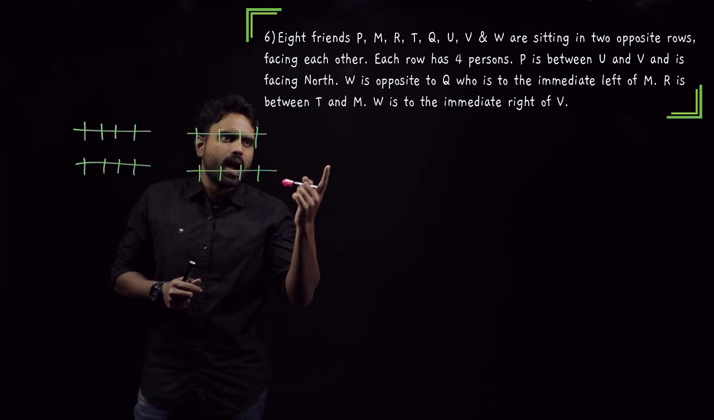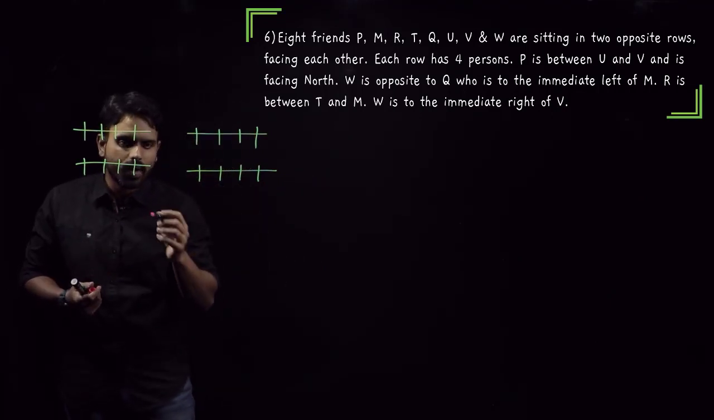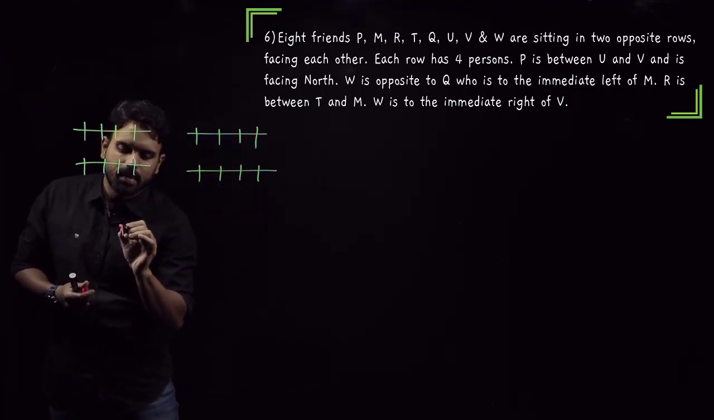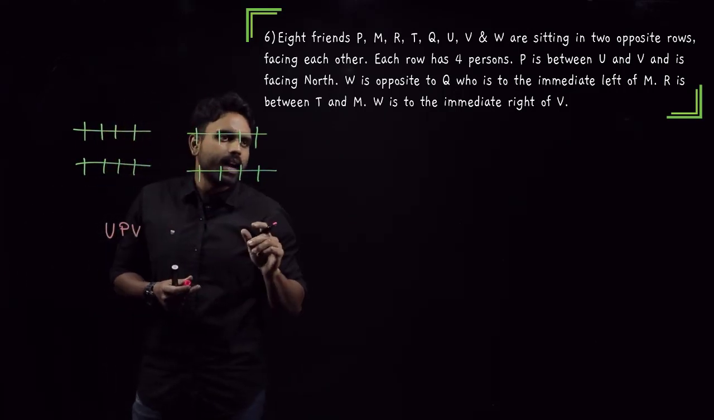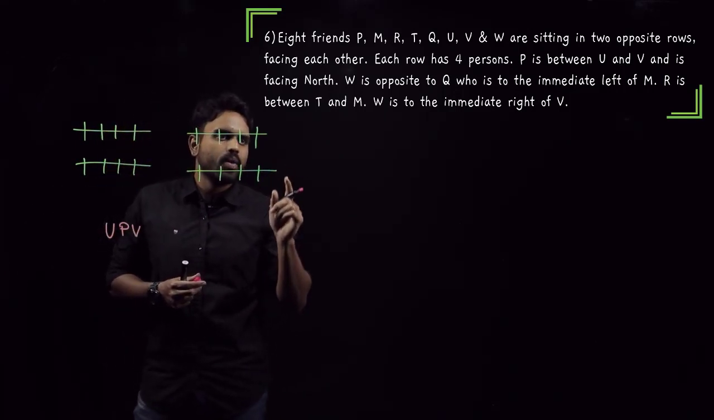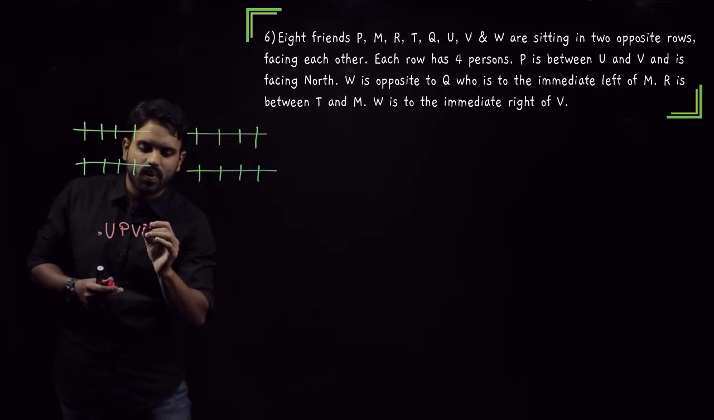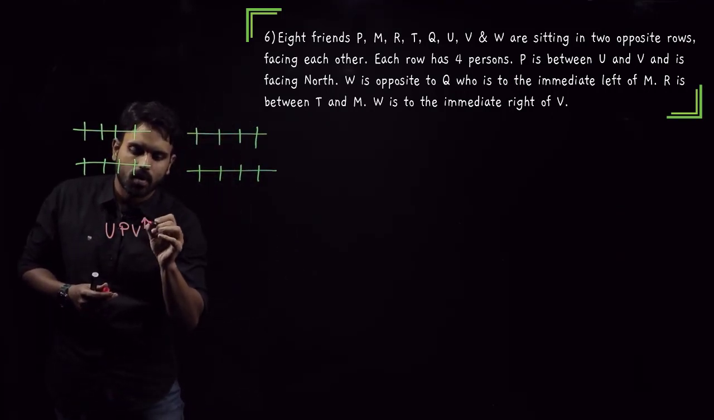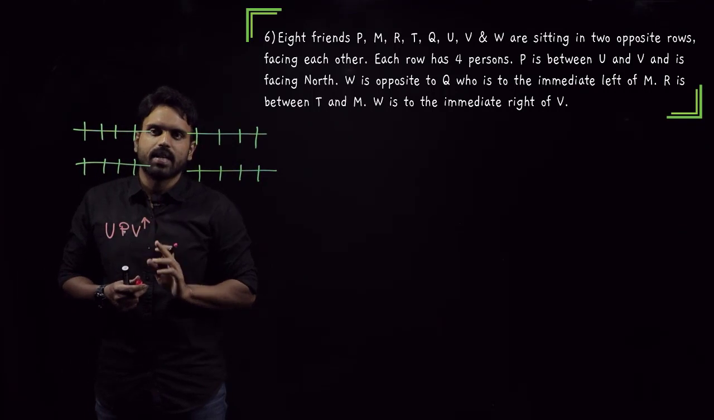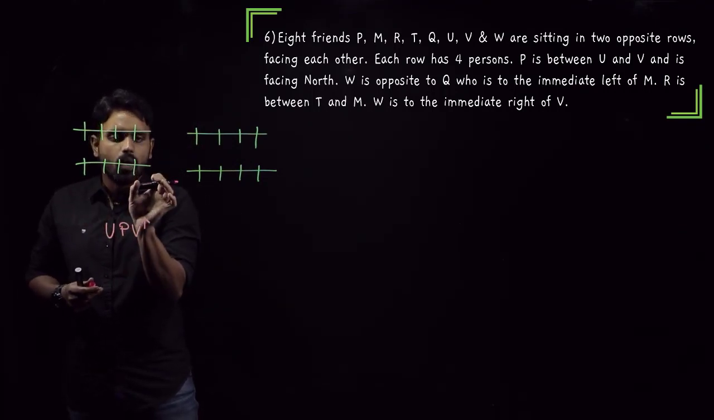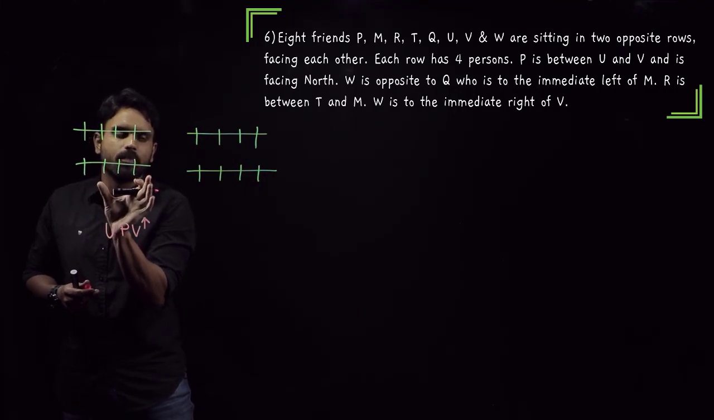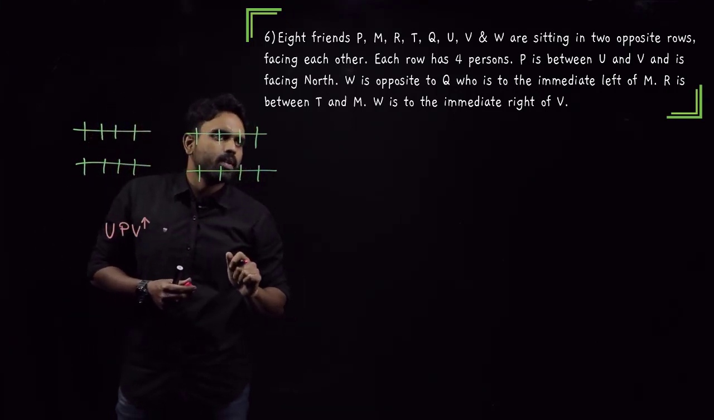P is between U and V. And V is facing north. V is facing north meaning V is in the row which is below.